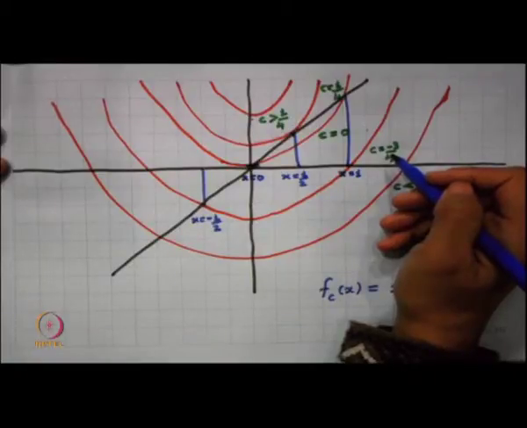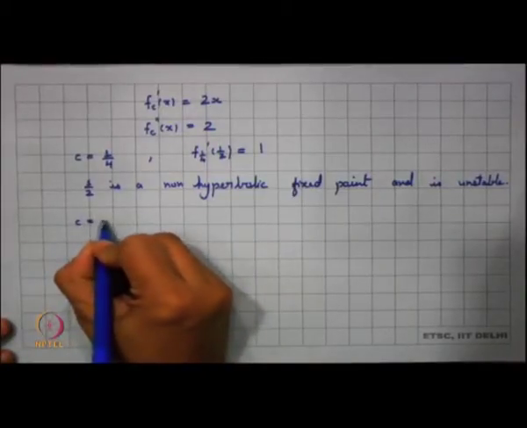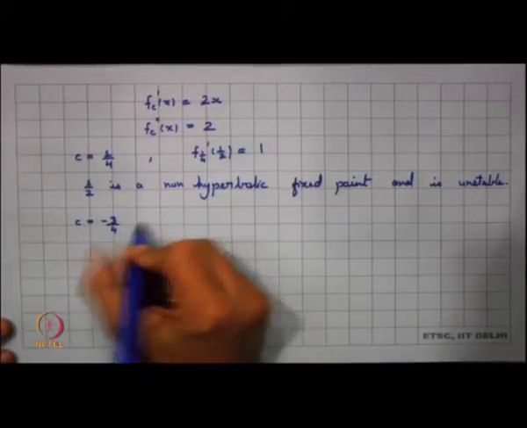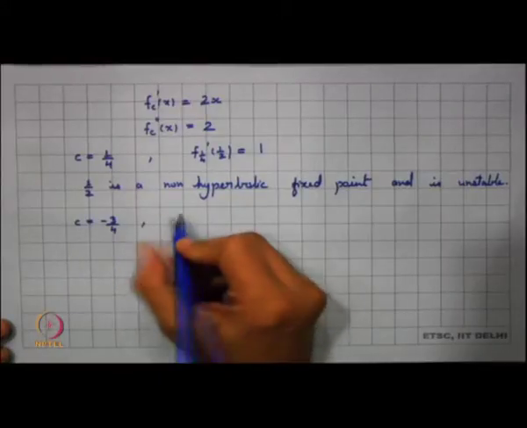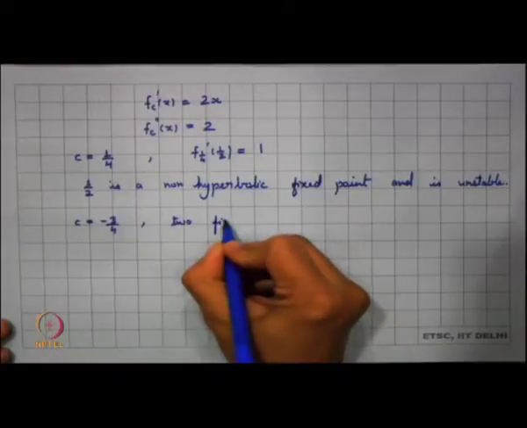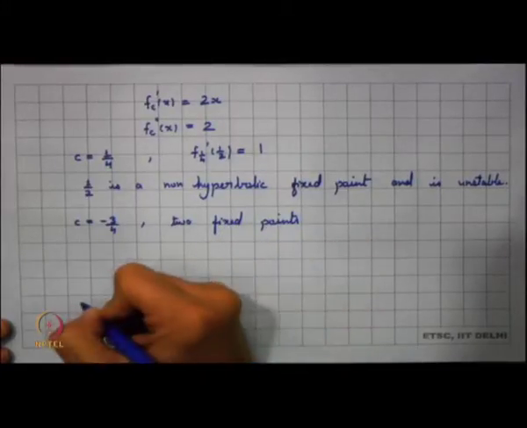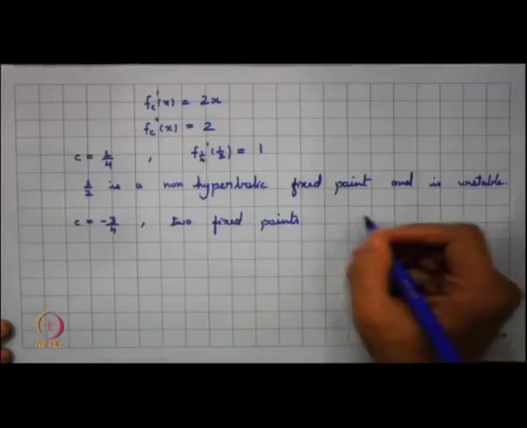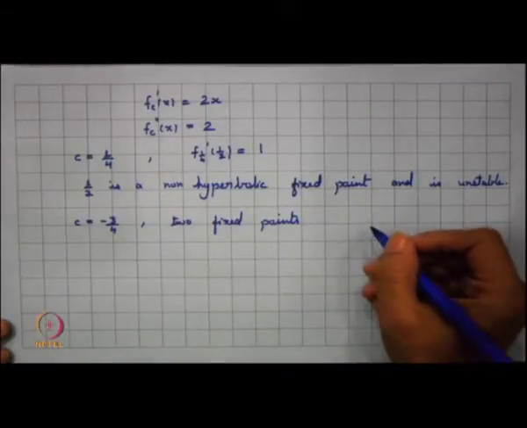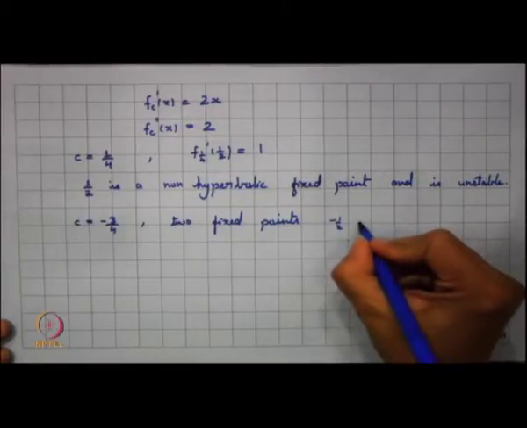What happens at c equal to minus 3 by 4? So, let us start looking into that part. What happens when c equal to minus 3 by 4? We have 2 fixed points, and maybe I can put up those 2 fixed points to be, say, minus half and the other point is 3 by 2.